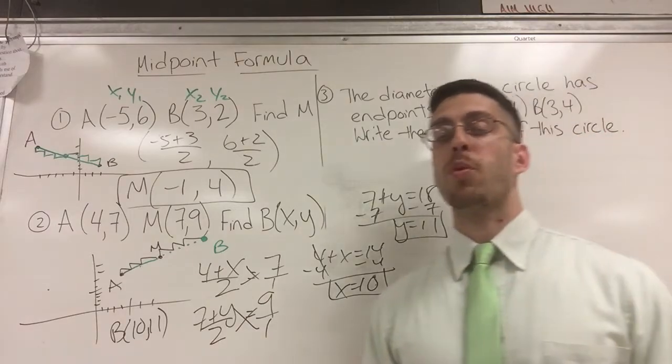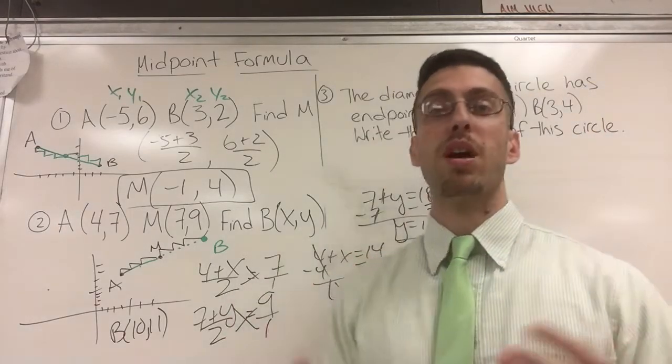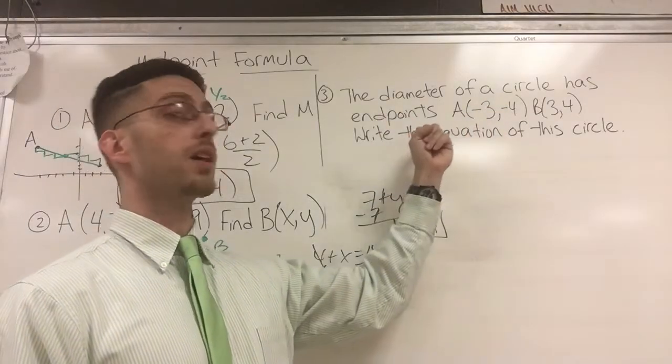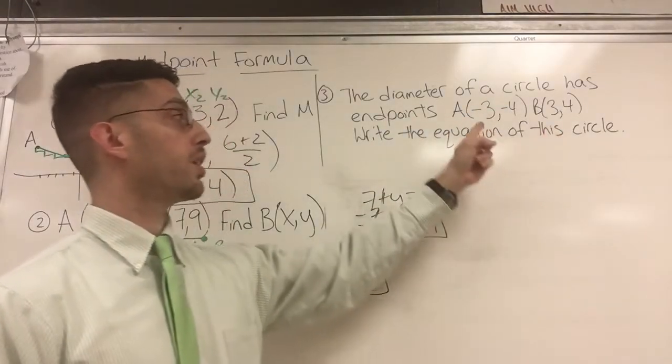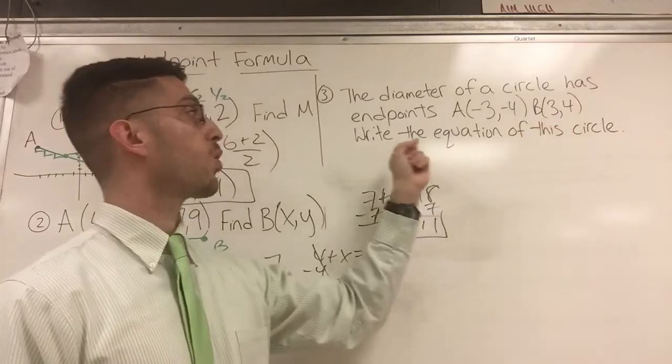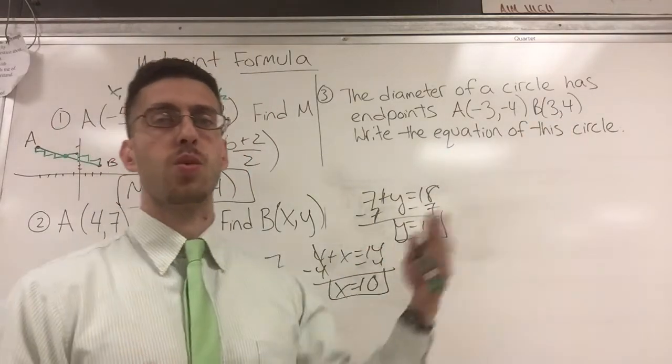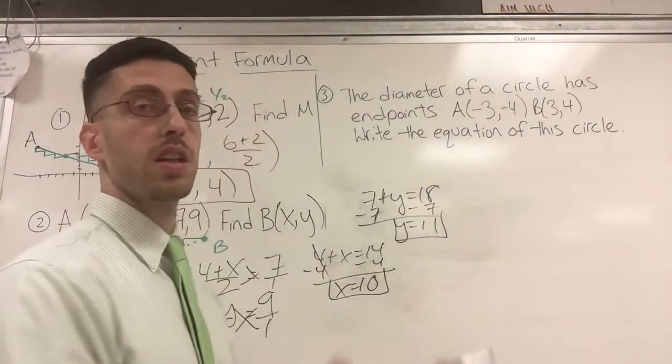Now, what's the point of this? How does it all come together in word problems? They might ask you something like this. The diameter of a circle has endpoints here and here, -3, -4, and 3, 4. Write the equation of the circle. How does this connect to this? Well, let's visualize it.